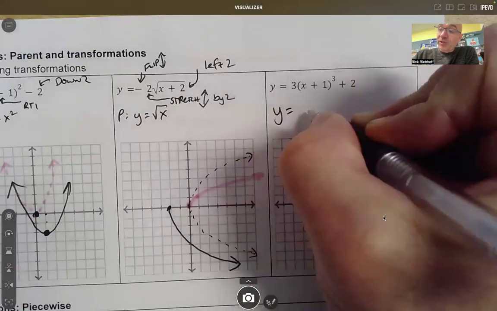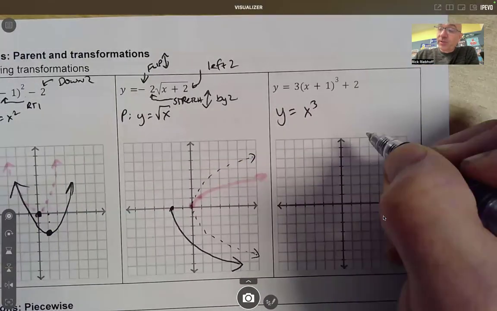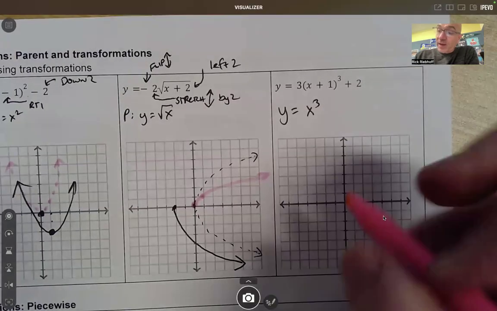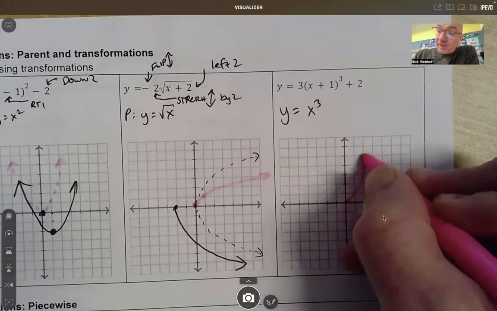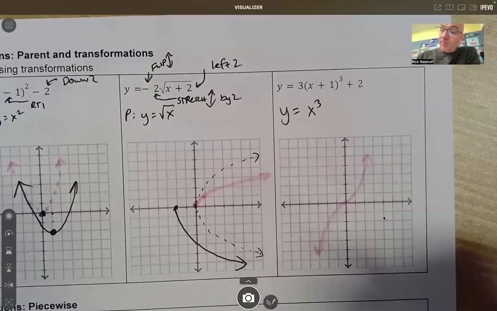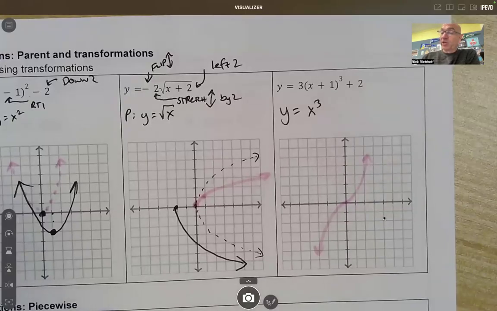All right, last one. Ooh, parent function y equals x cubed. Okay, so graphing the y equals x cubed, it looks like a turned down parabola going this way. So there's y equals x cubed.